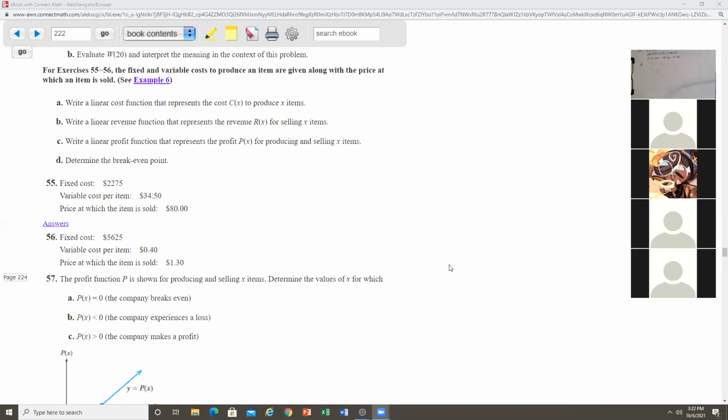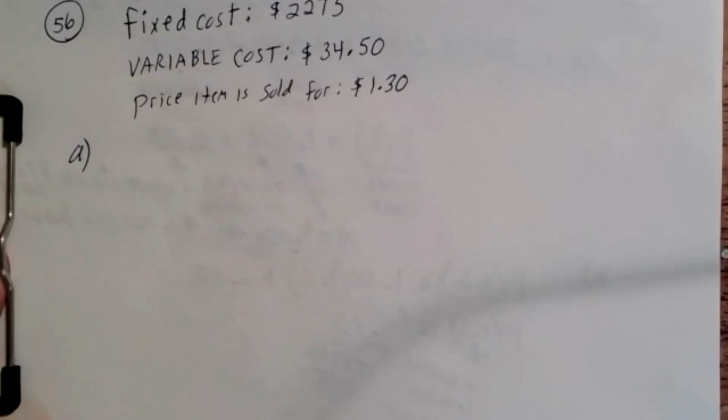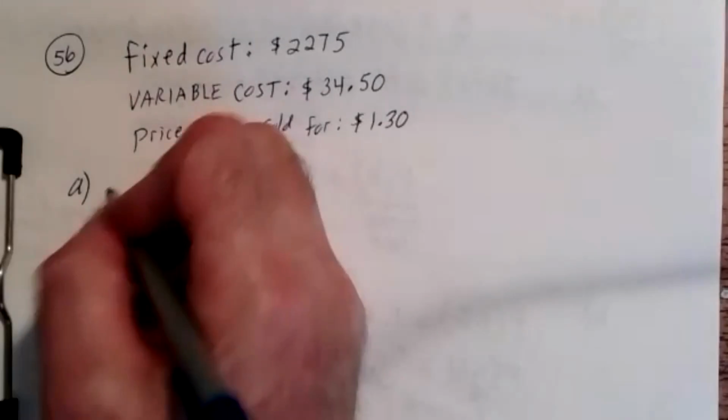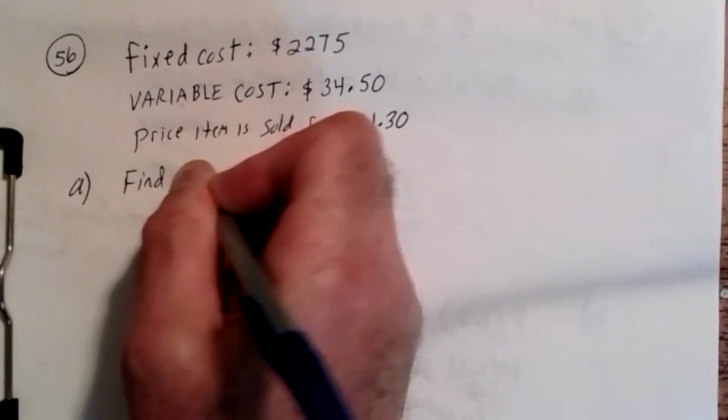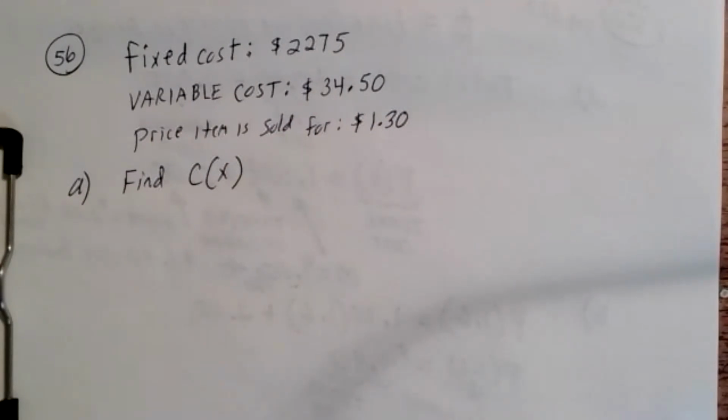Armed with all this knowledge, in part A, they want us to generate a cost function. So given all this information in this problem, ladies and gentlemen, they want us to find a cost function, C of X, where C means cost. The first two, the fixed costs and the variable costs, are from 55, not 56.